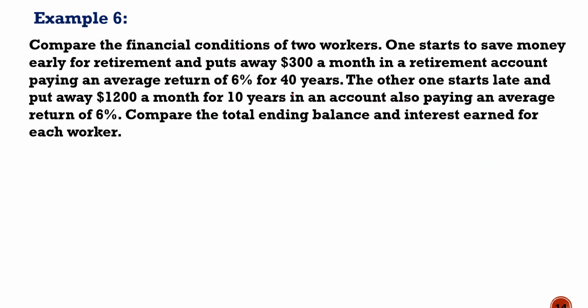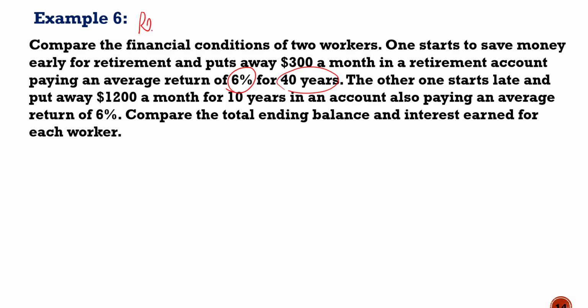Question 6. Compare the financial condition of two workers. One starts to save money early for retirement, puts away $300 a month in a retirement account, paying an average return of 6% over 40 years. The other one starts late and puts away $1,200 a month for 10 years in an account, also paying an average return of 6%. As you can see, the rate is the same. Now, the second person is putting away 4 times as much money, but for a quarter of the time, right? Compare the total ending balance and interest earned for each worker.